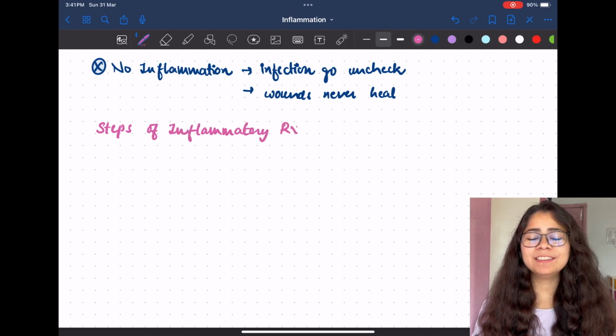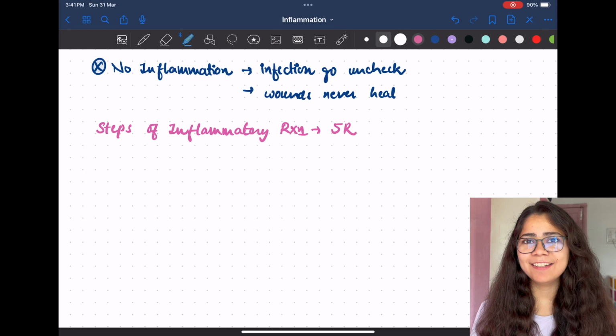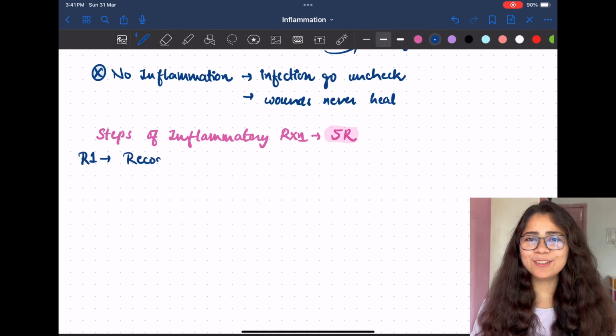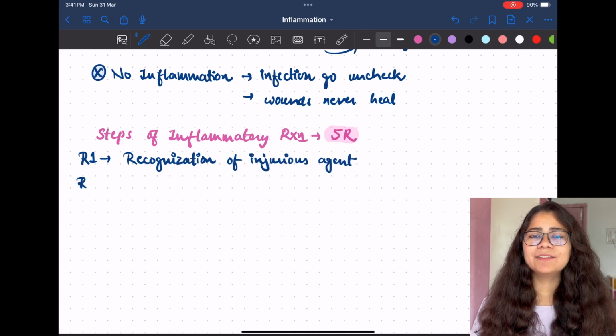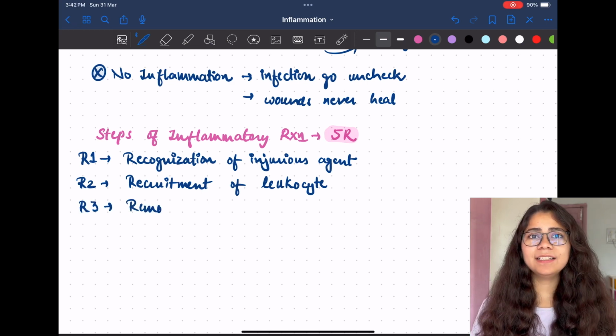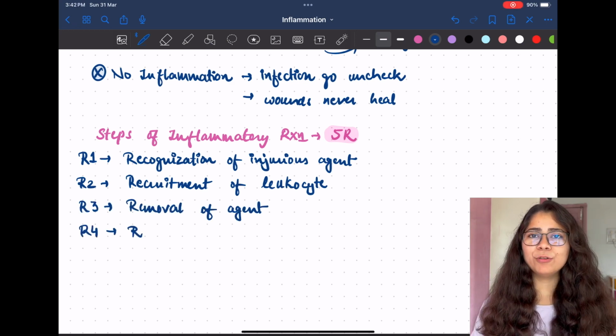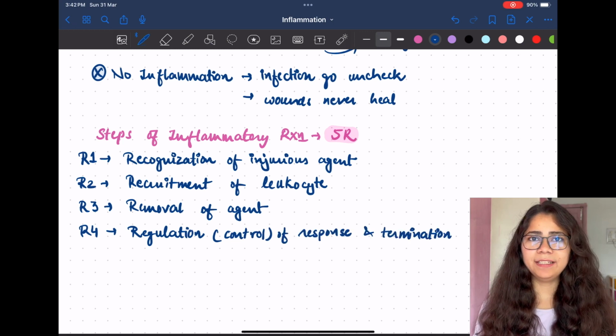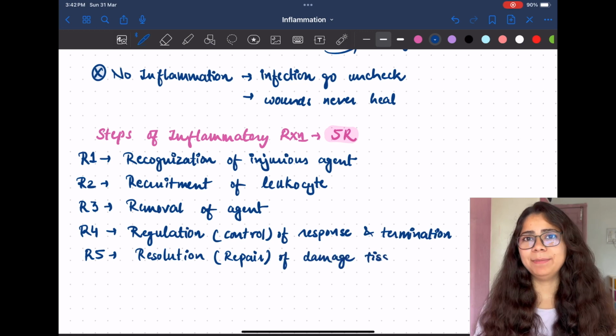What are the steps involved in this inflammatory reaction? R for response, R for 5R, you can learn it that way. So first R stands for recognition of the injurious agent, like where is the injurious agent, etc. Second R for recruitment of leukocytes, that is like hiring them. Third R is removal of the injurious agent. Fourth R is for regulating or controlling the reaction and dominating them. And fifth R is resolution or repair of the damaged tissue.